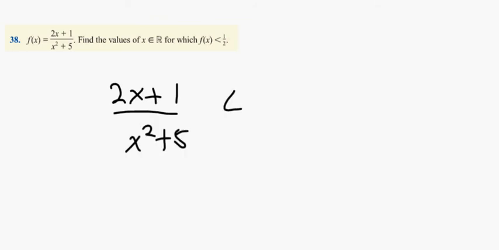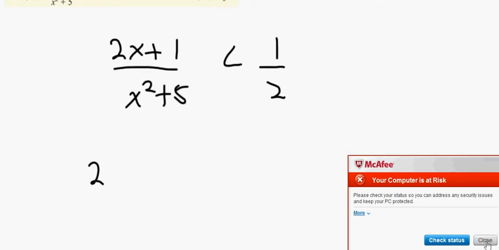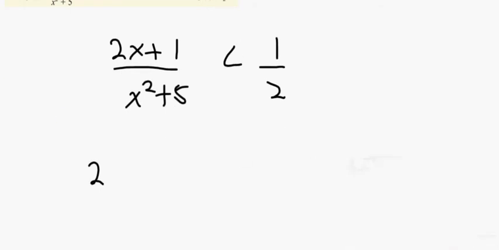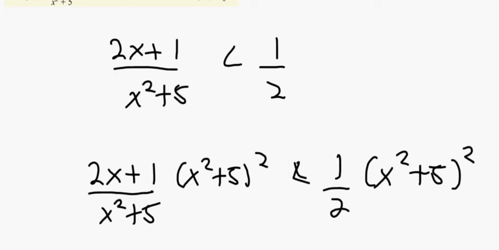So we're going to find the values of x, element of R, for which f of x is smaller than a half. So what we're going to do here is just cross multiply the x squared plus 5 up. Now what they're trying to get you to do is multiply both sides by x squared plus 5 squared. That's if you don't understand it.